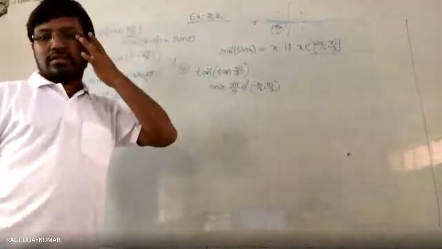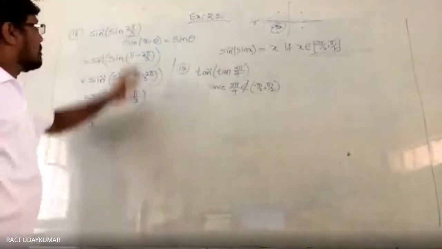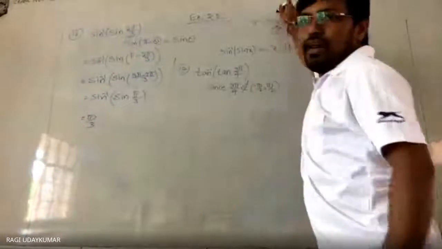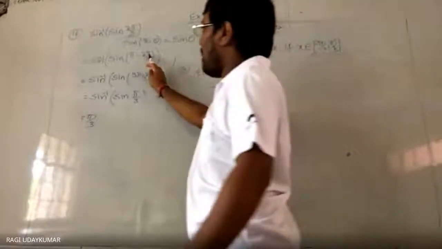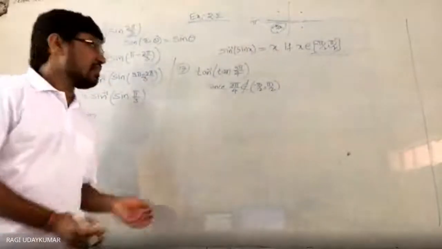Here, if you see that this is sine, sine will be positive in the first quadrant and second quadrant. So you can write π minus θ. That's why I wrote π minus θ. Subtracting from π, the value decreases.